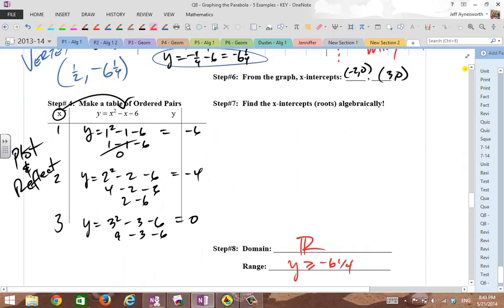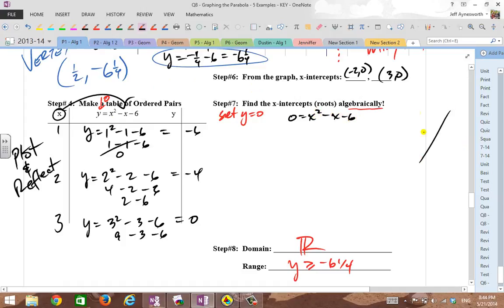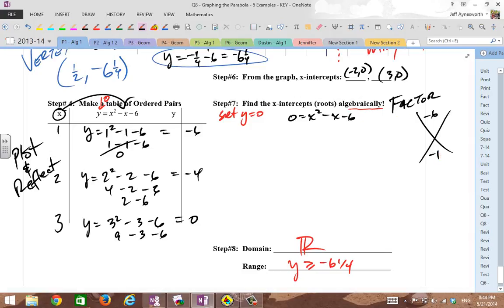Last thing we need to do is find the x-intercepts algebraically. We set y equal to 0, as I keep on repeating myself. So I'm going to put 0 right here. I've got to solve 0 equals x squared minus x minus 6, and I have to play the factor game. What two numbers multiply to negative 6 and add to negative 1? You guessed it, negative 3 and 2. Negative 3 times 2 is negative 6, and negative 3 plus 2 is negative 1.